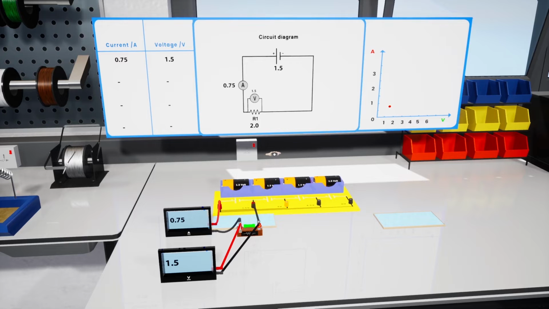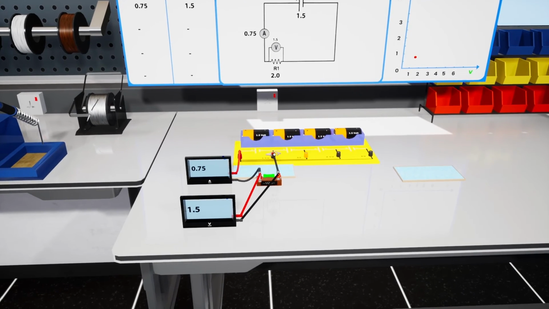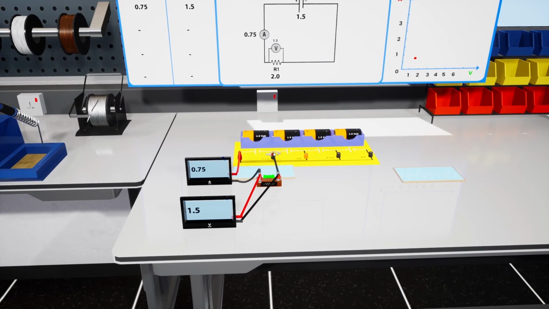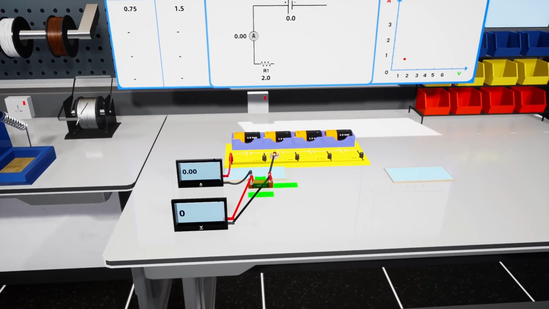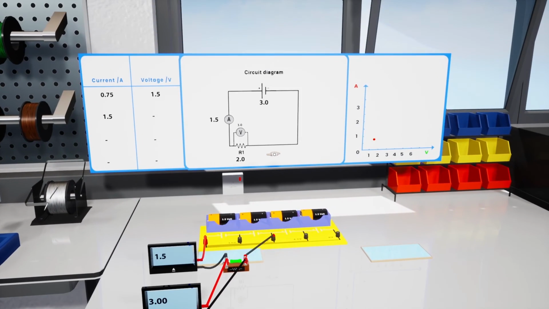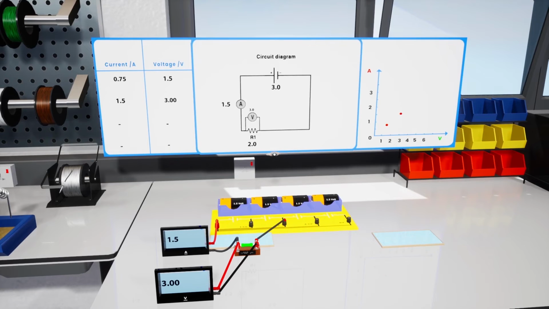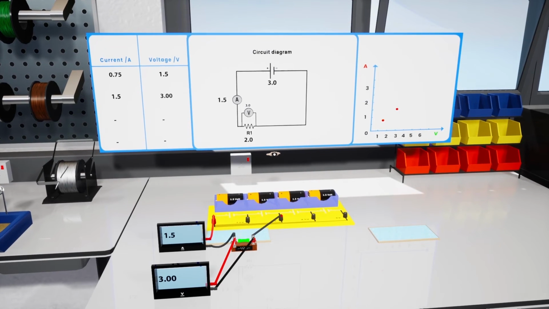Now change the supplied voltage by plugging the LED into the 3-volt terminal. Do the same for the next 4.5 and 6-volt terminals.